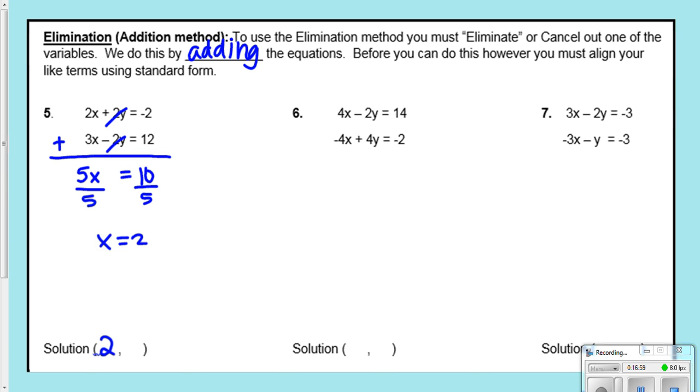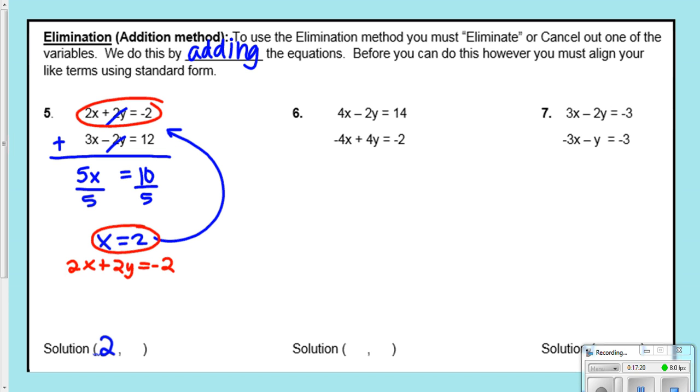Now the thing that's different about this one versus substitution is I don't know what y is. I go back to my original equations and I don't see what y is. So I have to actually plug this 2 in to one of these to figure it out. So let's just take the top equation, for example. It originally said 2x plus 2y equals negative 2. Well, if I now know what x is, I found at least part of it, I can go plug that in for the x just like we did with substitution.